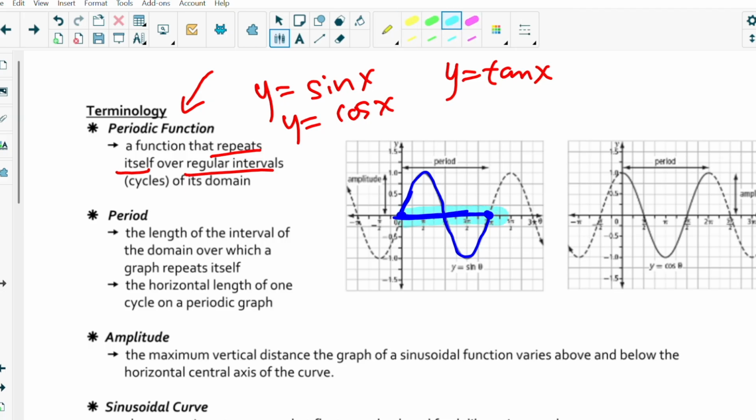If I read that carefully, that period is 2 pi. Okay, that's one way to do it. I usually start from the horizontal axis, right here, and I go up, down, and then I'm back at my starting point. Read that horizontal distance. That's the period of the graph.